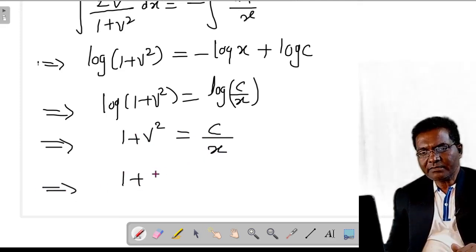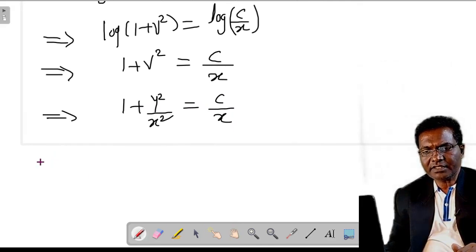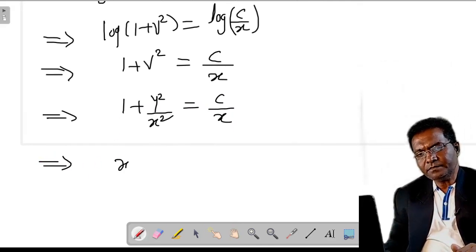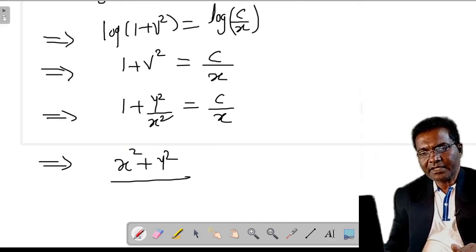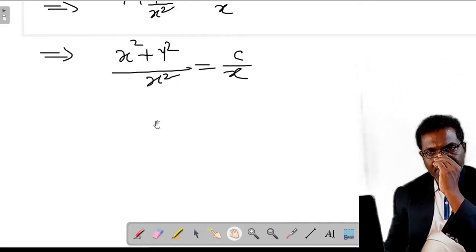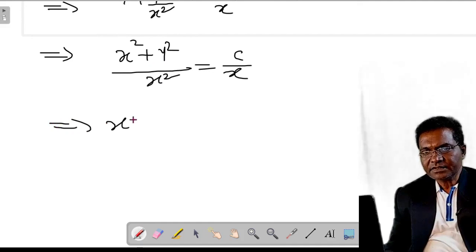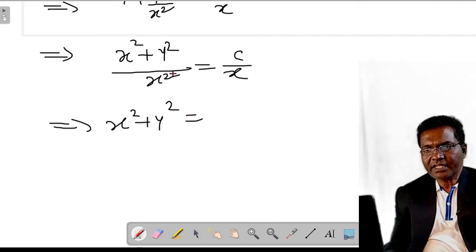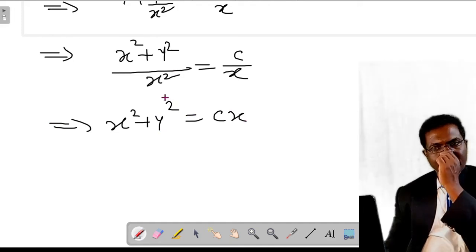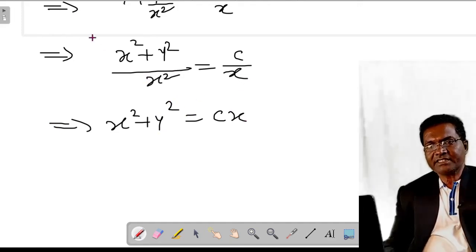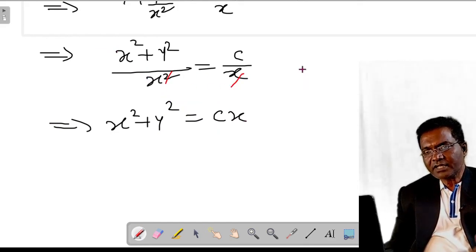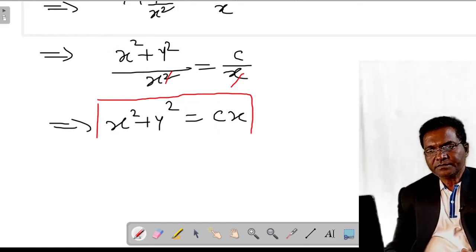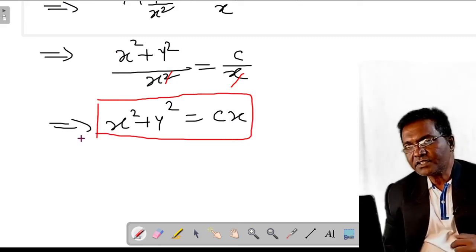Finally, you can replace v as y by x. So it is 1 plus y square by x square is equal to c by x. If you want further, take LCM. X square plus y square by x square equal to c by x. So you may write it as x square plus y square is equal to, 1 x cancels, 1 x comes here. So you will get cx. Okay. So one of the x cancels and 1 x remains, you transfer this side. So this is your general solution of the differential equation.